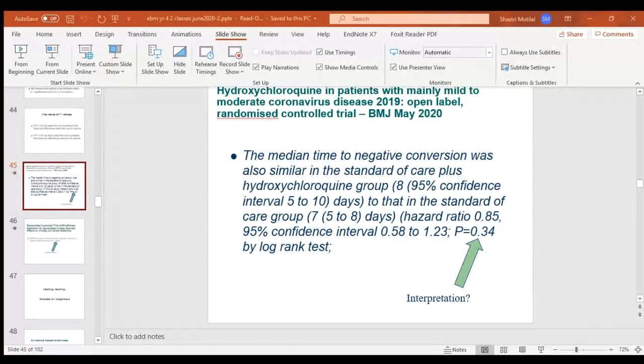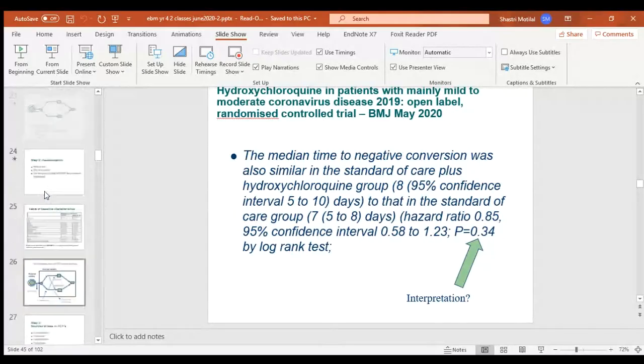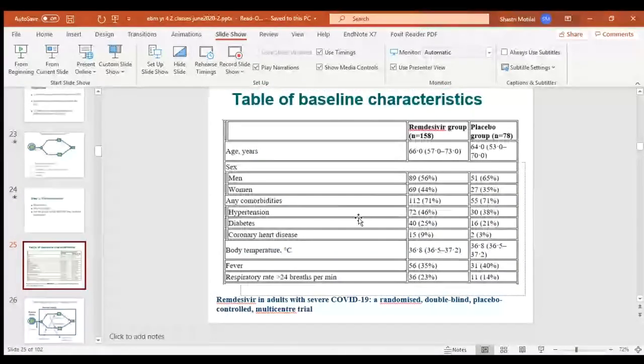So when we produce two groups that are very similar, we want the groups to be the same. We don't want them to be different. So actually a p-value of more than 5% is something we want to see in the table of baseline characteristics, right? If we had a p-value for age, 66 versus 64 years, and we had a p-value of 0.34, that would actually be a good thing because what it's telling us is the two groups are similar, which is what we want in this example.